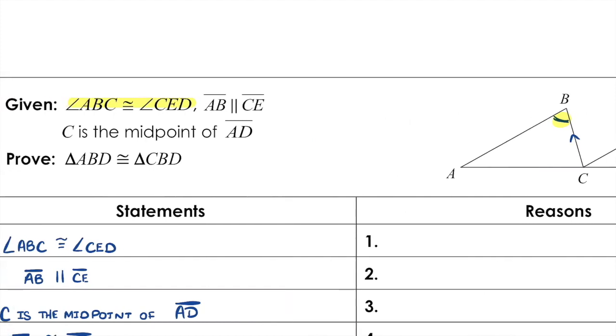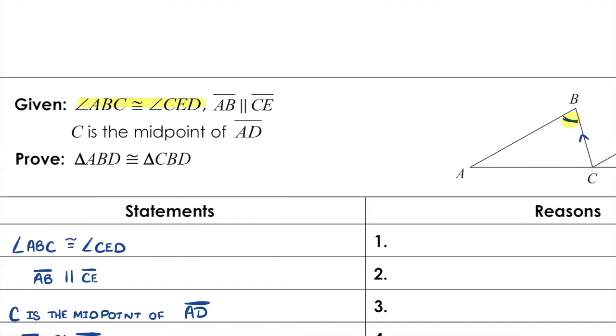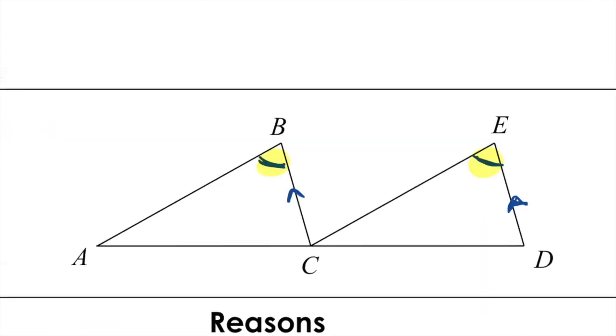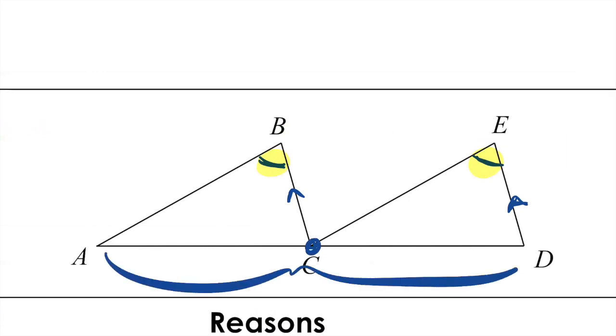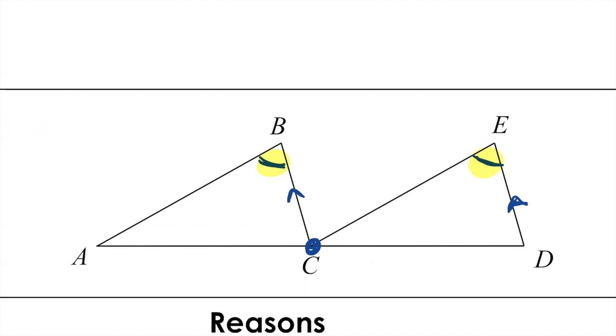And then lastly, C is the midpoint of AD. So what does it mean that C is the midpoint of this segment? What does it mean to be in the middle? Makes 2 congruent sides. Good. Yep.